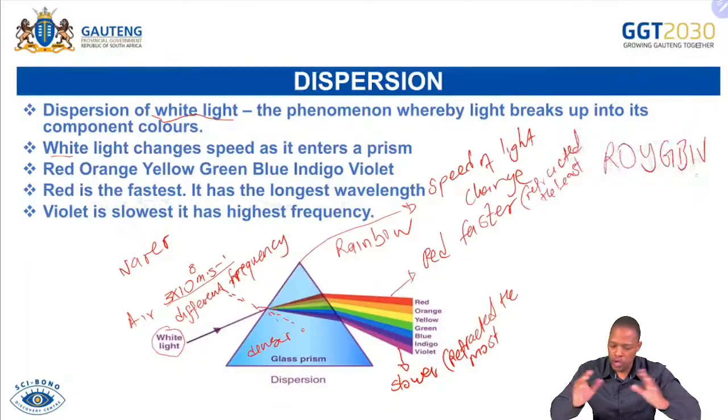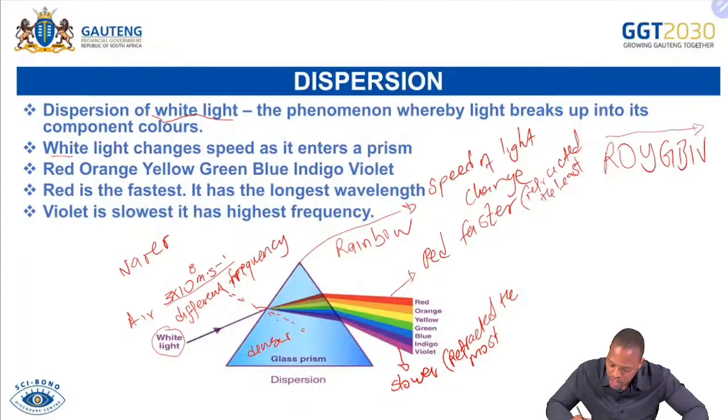Then after you write your Roy G. Beef, I just want you to quickly have your arrows here where you write increase in frequency.